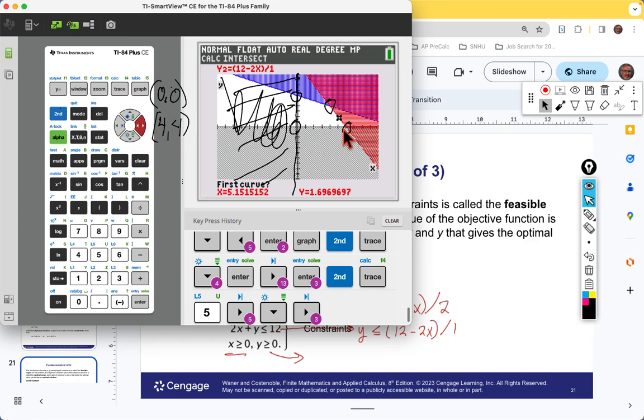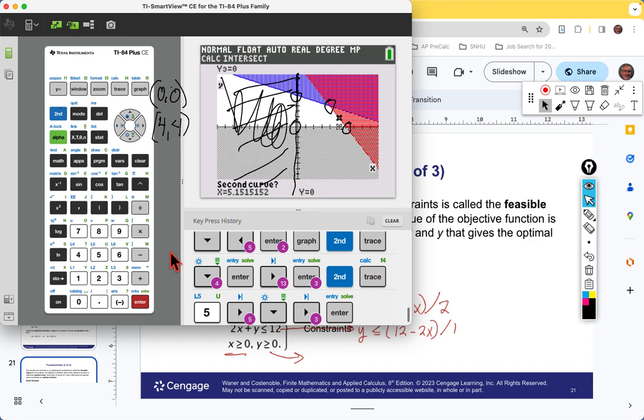Yeah, because I'm looking for this bottom intersection. I'm going to hit enter. And then that's the other line I want. I want the y equals 0 line, and I want to see what that intersection point is. So I hit enter for a guess. And that's the point 6, 0. Okay, so that's another possible solution that would maximize us. 6, 0.